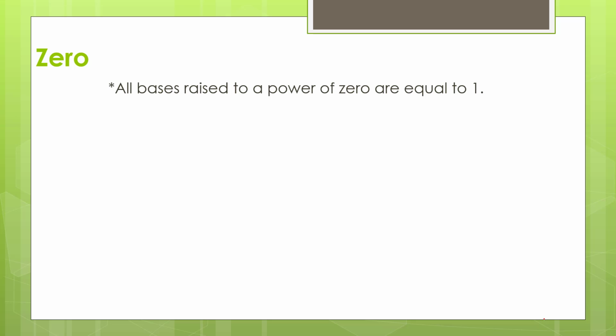All right, zero power. We talked about the zero power rule yesterday. All bases raised to a power of 0 are equal to 1. Doesn't matter what the base is. So, for example, x to the 0th power. Again, it is a base raised to the 0th power. It's going to equal 1.